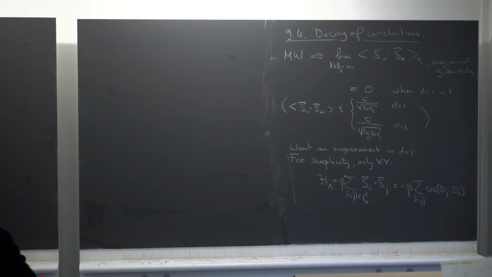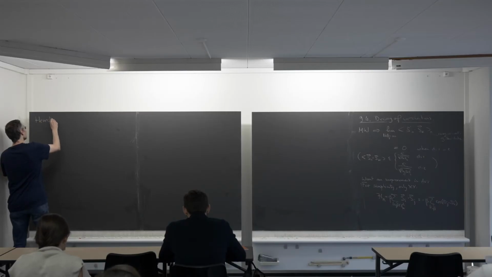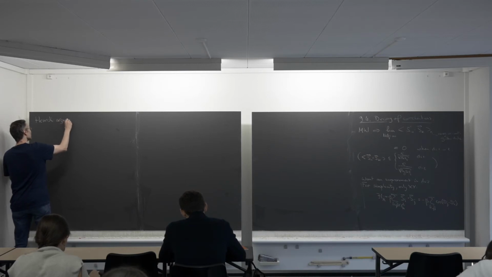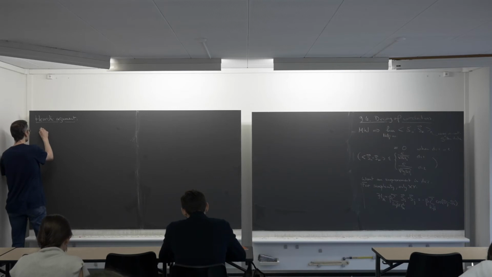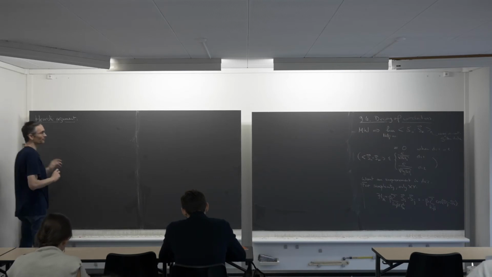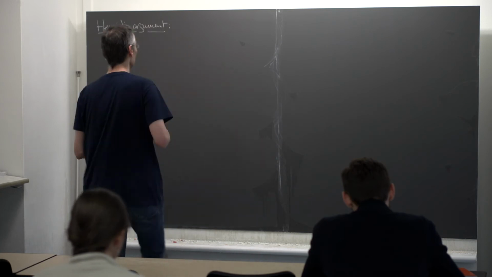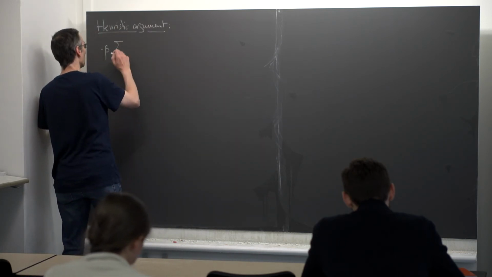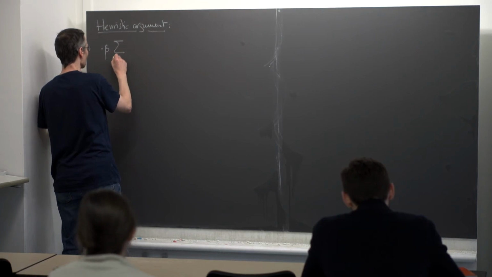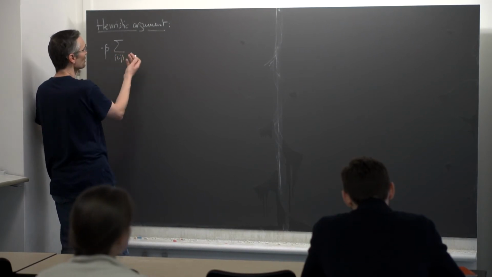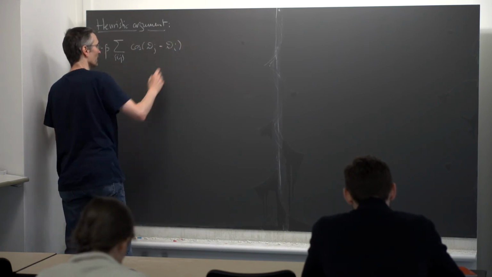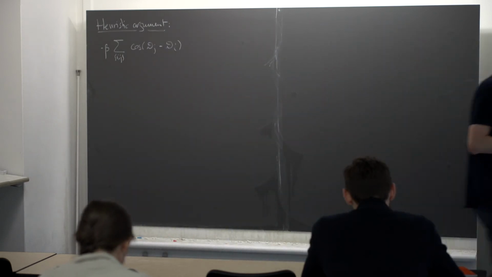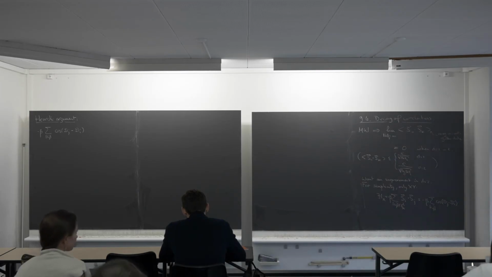So, heuristic argument. This will be completely non-rigorous. My point is not to make something precise, just to give you some ideas. So let's start with the Hamiltonian of our XY model. So it's minus beta, sum over ij as usual of cosine of theta_j minus theta_i. Now I will be assuming that the temperature is very, very low, so beta is very large.